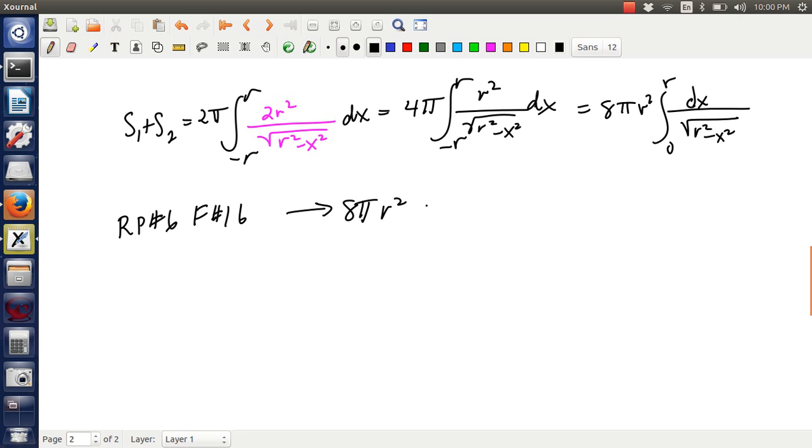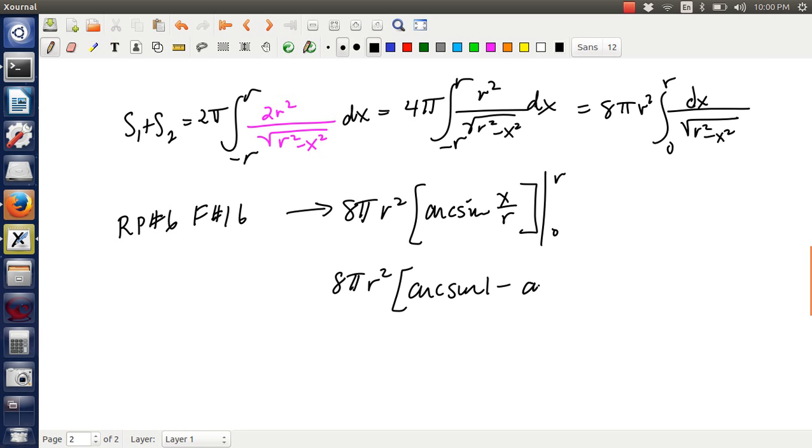The book says this is arcsine of x over r, and we're going from 0 to r. So we get arcsine of 1 minus arcsine of 0. Arcsine of 0 is 0, and arcsine of 1 is pi over 2. Let's remember why that is true.